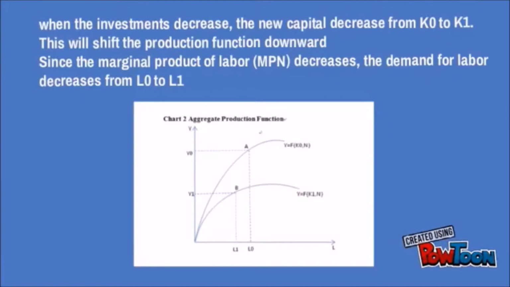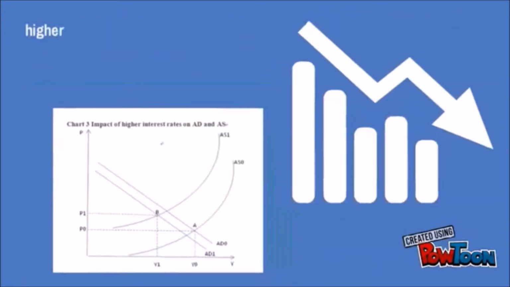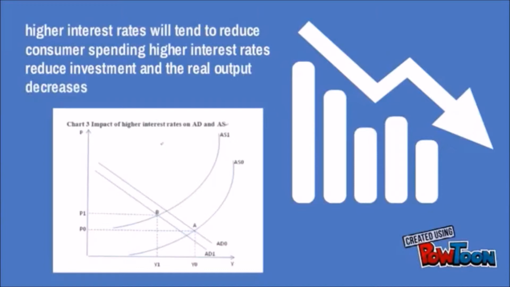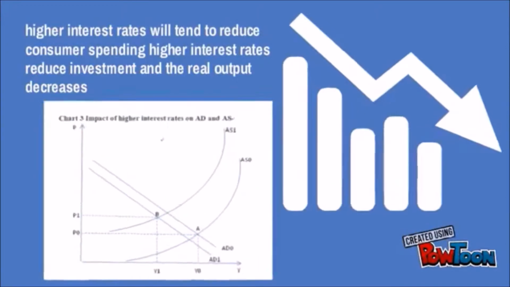This will result in the output decreasing. A high interest rate will tend to reduce consumer spending. This will reduce the aggregate demand. It will shift AD0 to AD1. High interest rate reduces investment and the real output decreases.